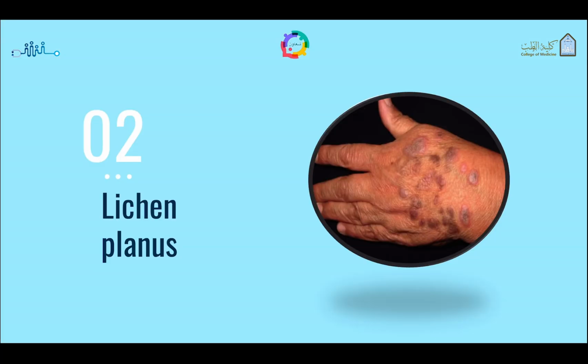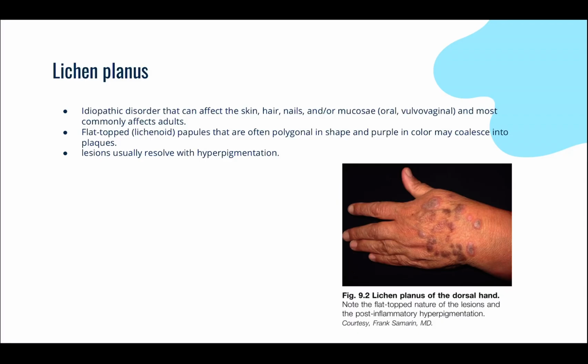Now moving to lichen planus, it is an idiopathic disorder that can affect the skin, hair, nails, mucosa, and is most commonly affecting adults. It presents with 6 P's, as they say: purple, polygonal, papules or plaques, with pruritus that can present with post-inflammatory hyperpigmentation. As you can see in the picture, there are papules and plaques that are violaceous in color. There is post-inflammatory hyperpigmentation as well.